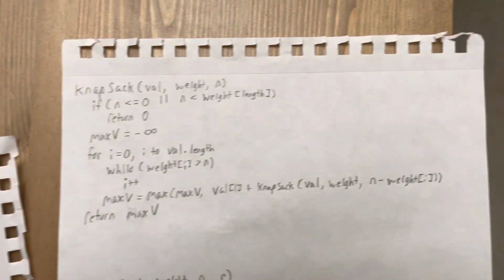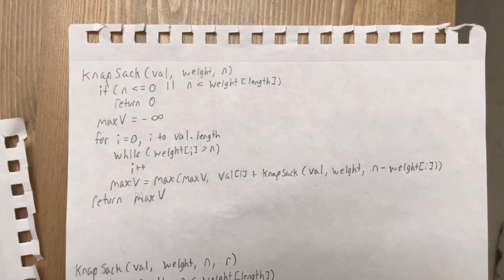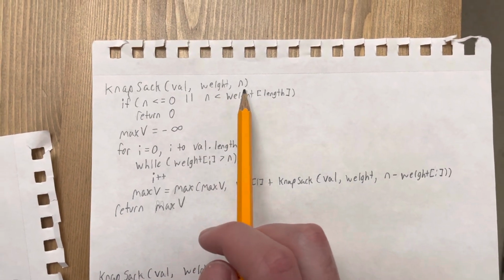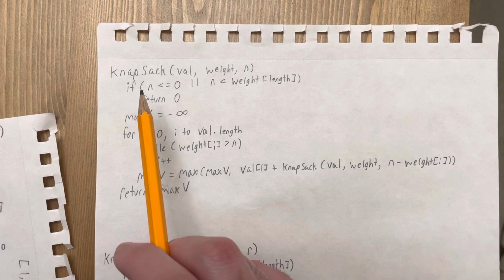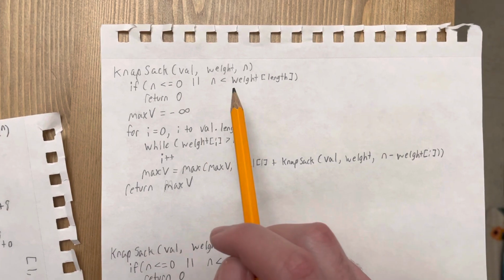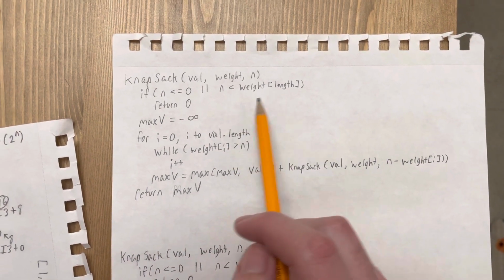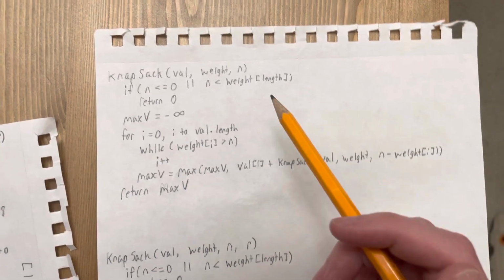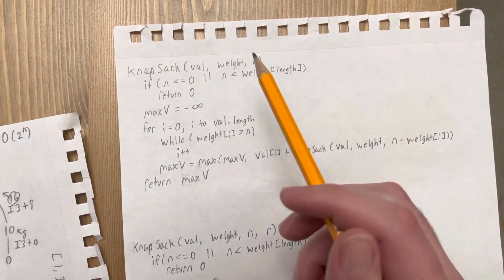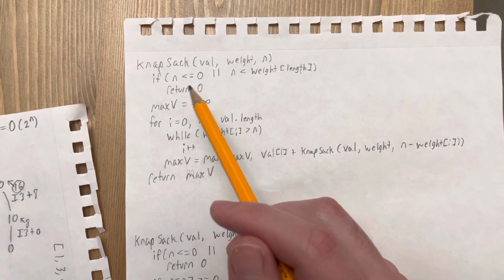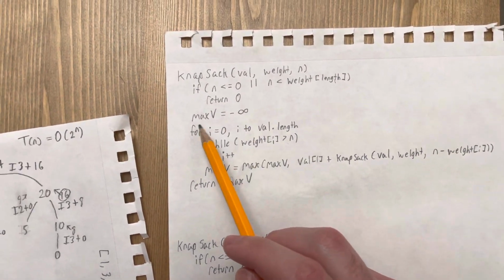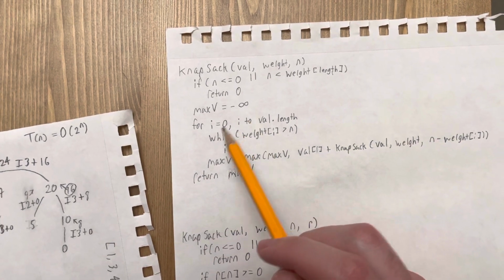And then this is the pseudocode I wrote for it. So in this case, we're passing an array for the values and the weight, as well as our total weight. And then we're doing if n is less than or equal to 0, or it's less than any weight we basically have. This is assuming that the least amount of weight would be at the end of the array, like in this instance. And then in any of those cases, we'll just return 0. We're setting max v to the lowest number we can.